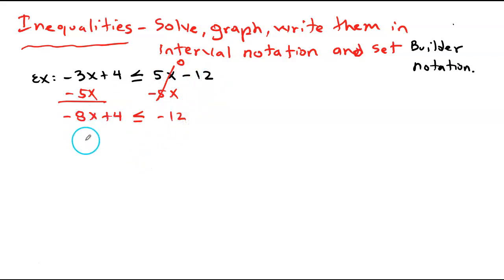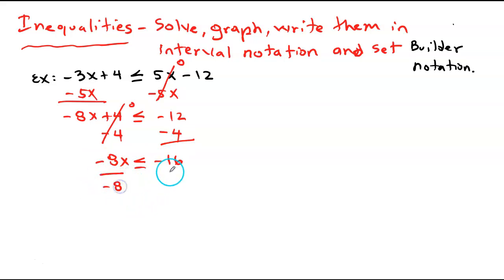I solve for x. Cancel the 4. Minus 4, minus 4. 4 minus 4 is 0. Bring down the negative 8x. Negative 12 minus 4 is negative 16. Okay. Last step, divide by negative 8. And I divide on both sides. Whatever I do to one side, I do on the other side.